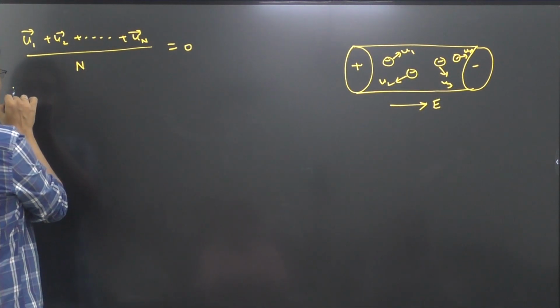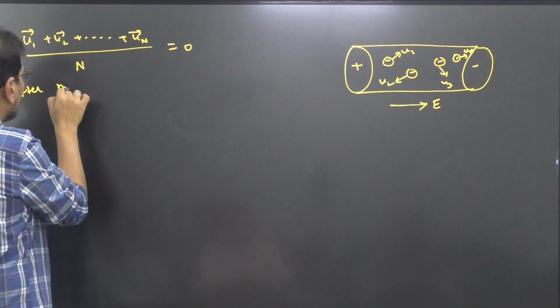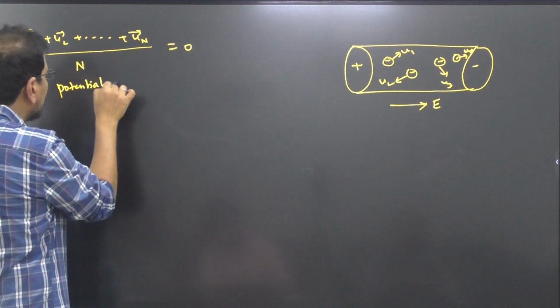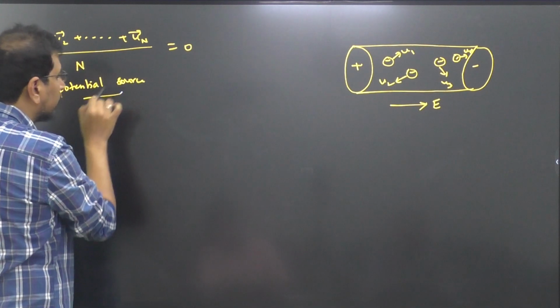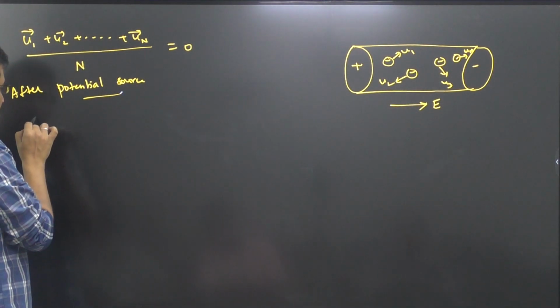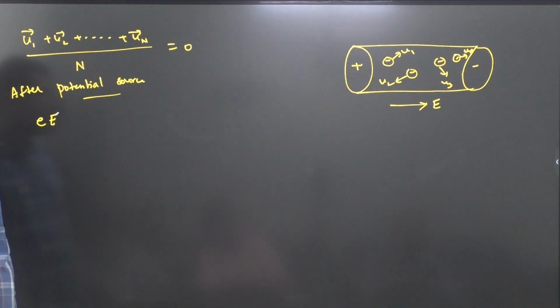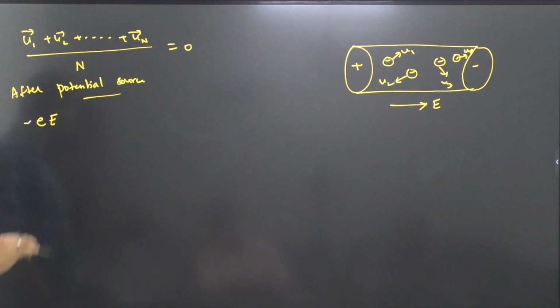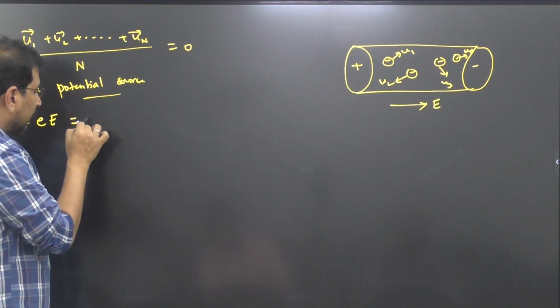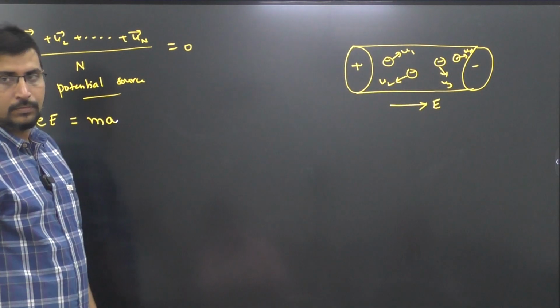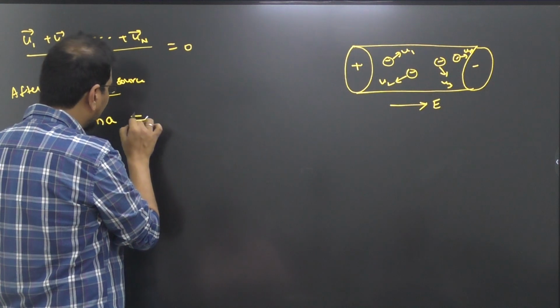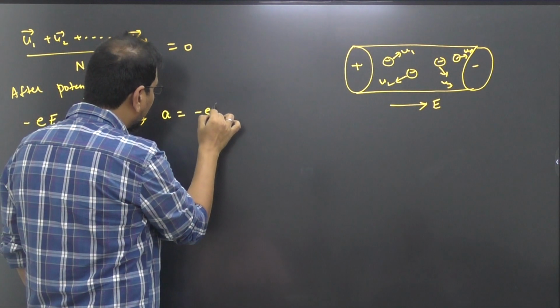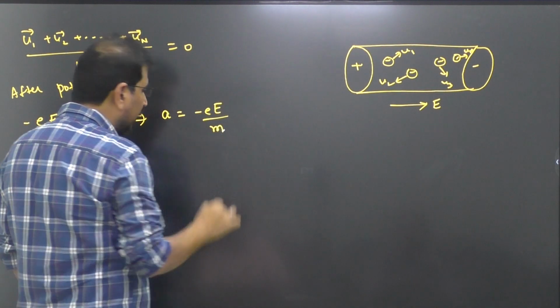Am I right? So, when this is the scenario, as soon as you connect this potential source, what is going to happen? After the connection of potential source, what will happen? Due to that electric field, there will be a force experienced by the charged particle, which is going to be e into E. Now I'm adding the negative sign. So e into E with the negative sign. Can I say that this value is equal to mass into acceleration? Which implies acceleration is going to be equal to minus of e into capital E divided by m.